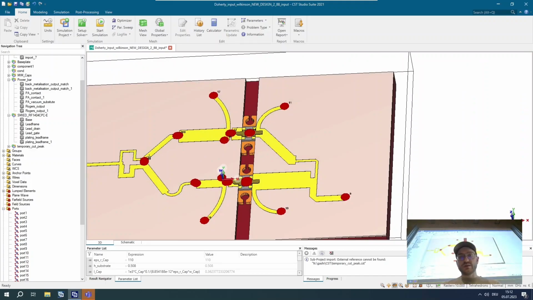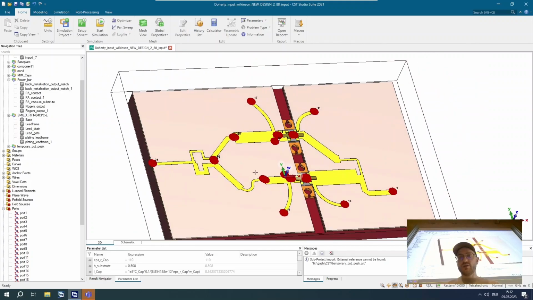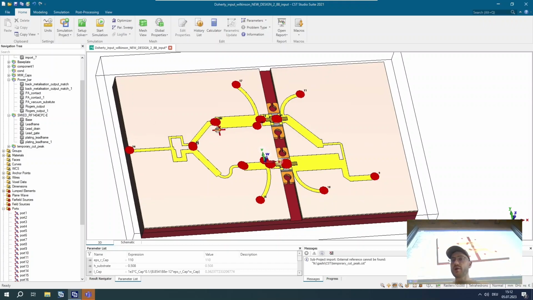What they do is transform your impedance to what you want to see here at the input port. And this is how an amplifier actually looks when you want to use it for high power. This one operates at 3.5 gigahertz, for example. And you have the passive components, so you have the packaging and everything.